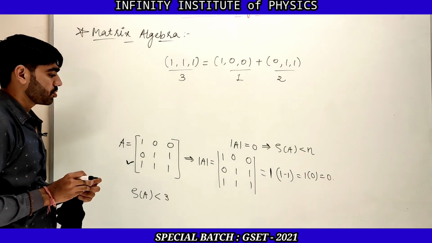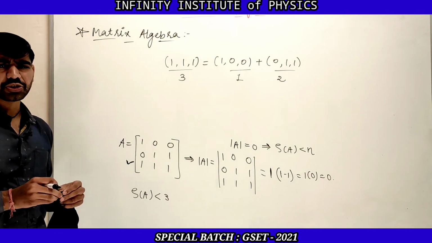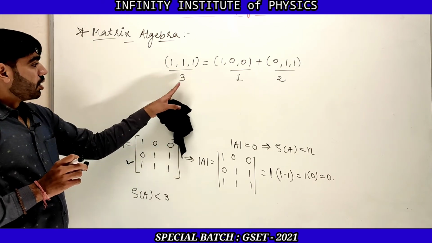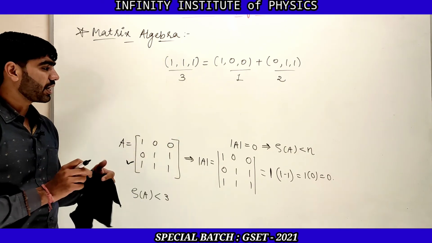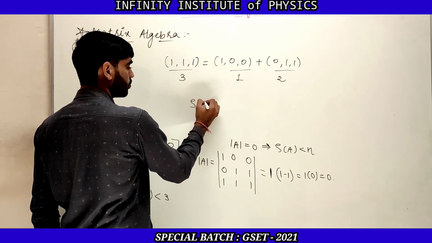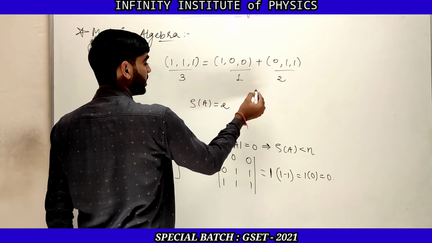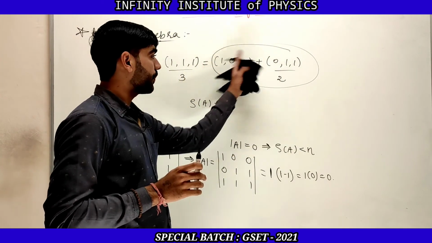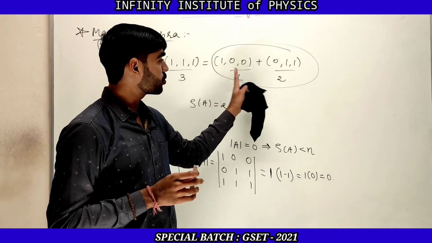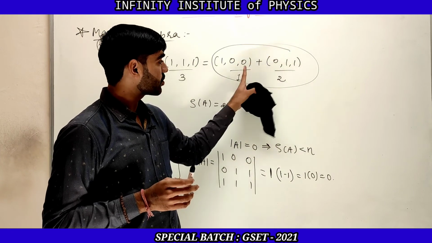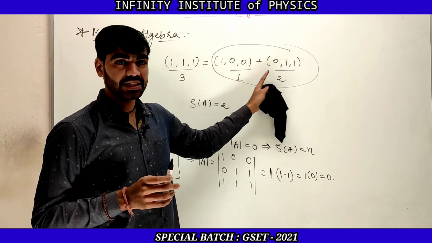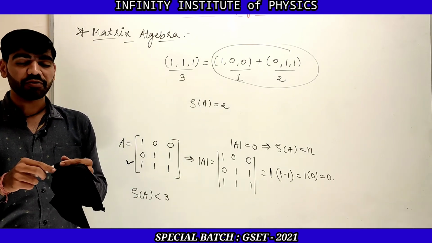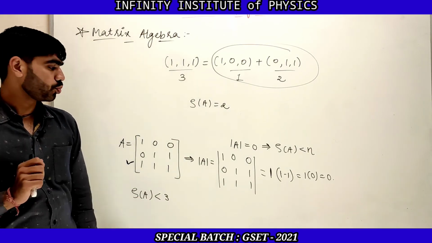Clear? So this is how you get that rank is equal to 2. These two are the only independent ones, they are not dependent on each other. From these you can't get this, or from this you can't get this, but from these two you get that third row. So that's why it is of rank 2.